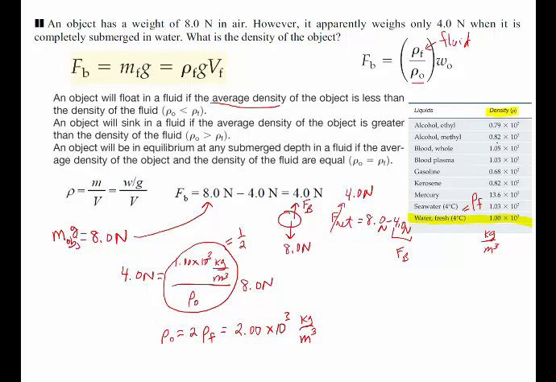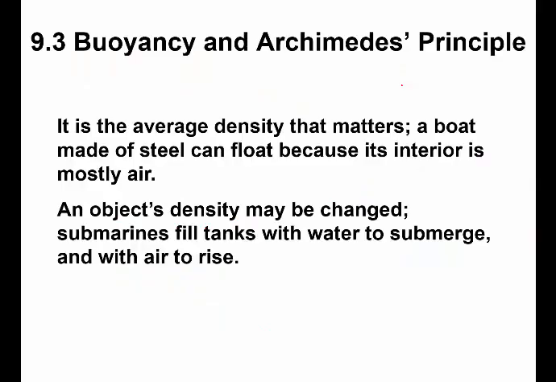And in this particular chart, we don't see anything that has that density, and that's because these are all liquids, and what we really have here is a solid. We could look up density of a solid, but I think that's a number of slides back, and we could figure out what material this object might be made out of, assuming that the object is a solid piece of whatever. So the average density is what matters.